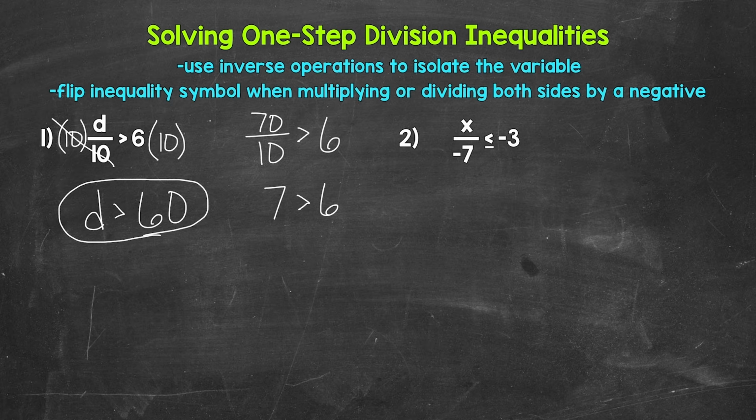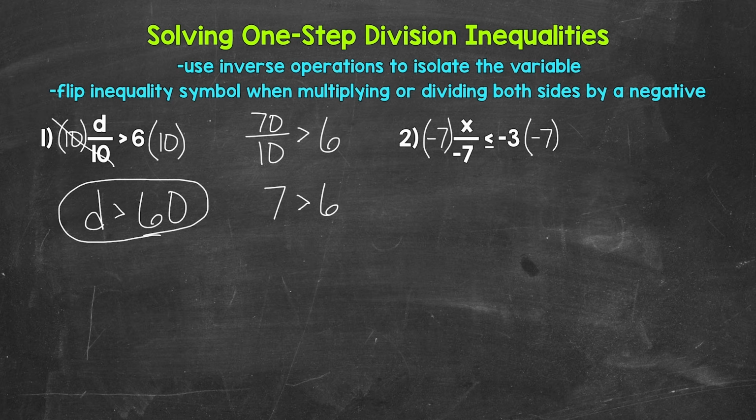It's being divided by negative 7, so we need the inverse operation. That's going to be multiplication. So let's multiply the left side by negative 7. And that means we need to multiply the right side by negative 7. Now remember, when we multiply or divide both sides by a negative, the inequality symbol flips. So as soon as both sides are multiplied or divided by a negative, that symbol flips.